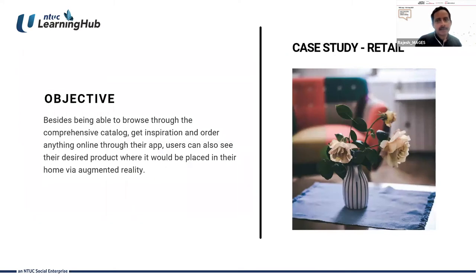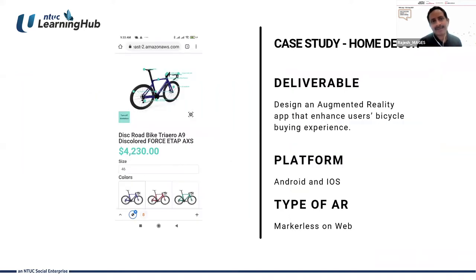The second thing that you want to show is more on the retail side. This was quite interesting. This is more on the bicycle side of it, because we just did a lot of home decor and I said, can we do something on the bicycle? Same thing, same experience. I want to buy a bicycle, and can I augment a bicycle in my home? How does it look?